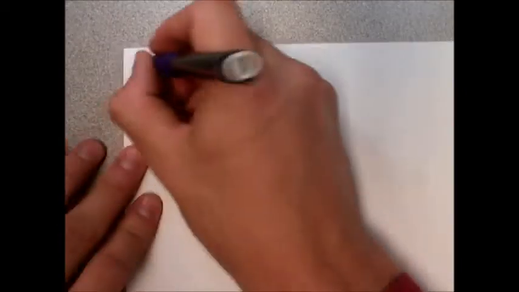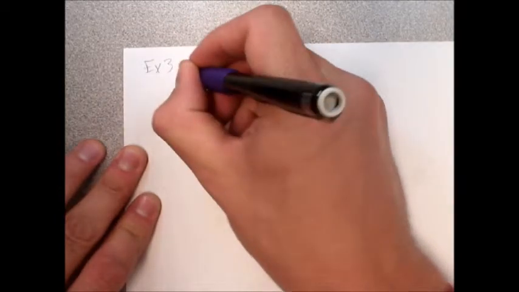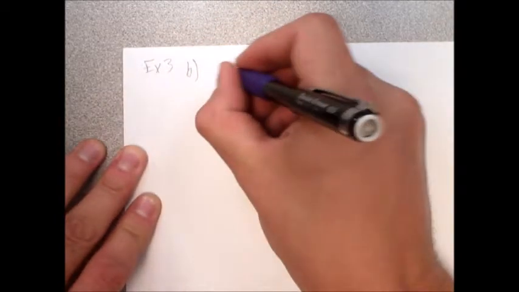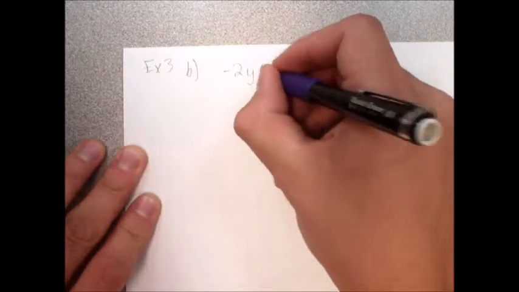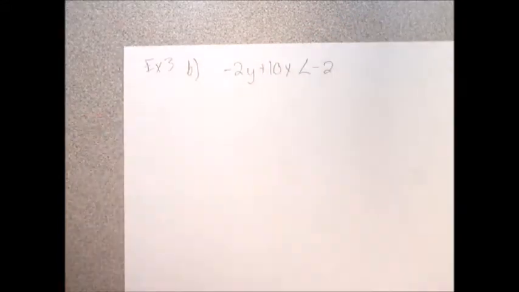All right, so I'm going to do Example 3B. It gives us an equation that says to graph negative 2y plus 10x is less than negative 2. Don't lose a negative like I did on the last problem.